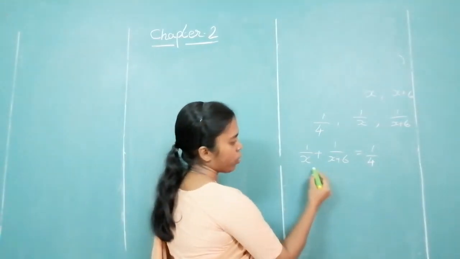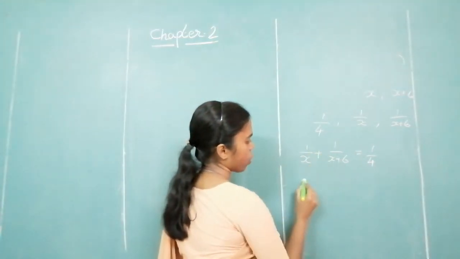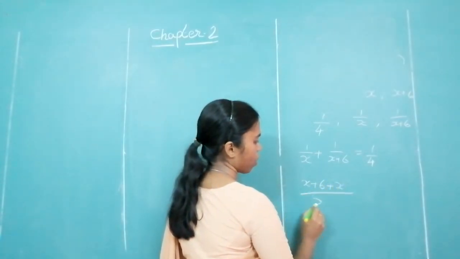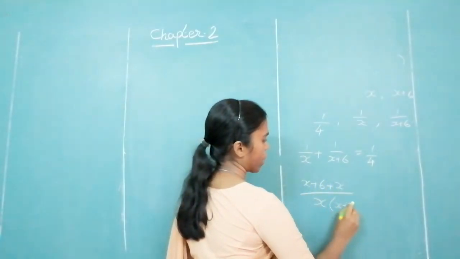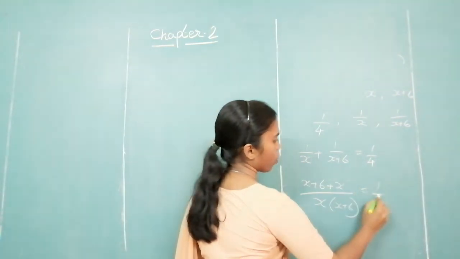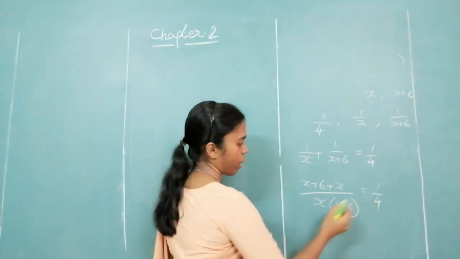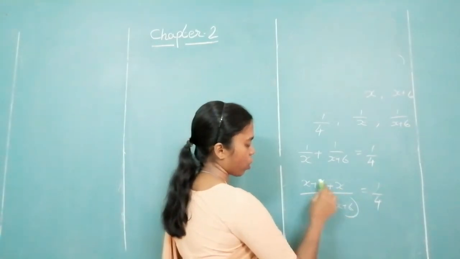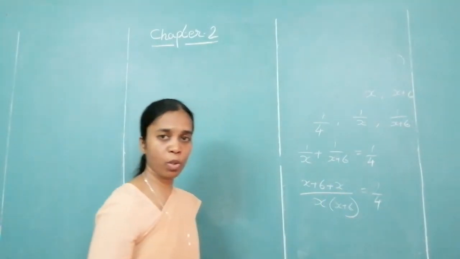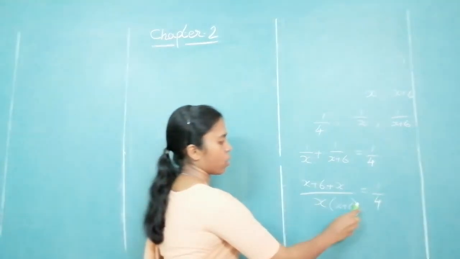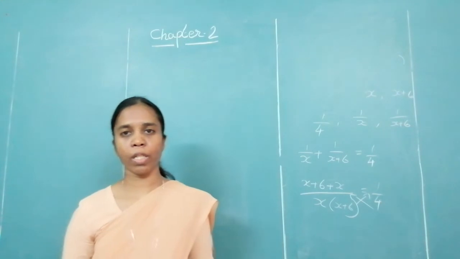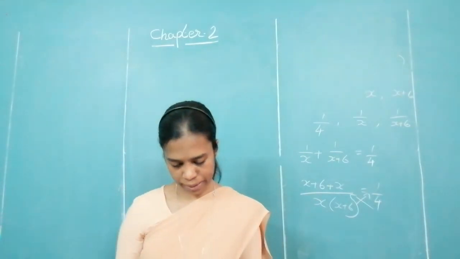Again, you have to find the LCM. Multiply this over here. You will have X plus 6 plus X upon X into X plus 6 is equal to 1 upon 4. Cross multiply it. X and X you will get 2X. When you cross multiply, I think by now you know how to cross multiply it. This will go over here, this will come over here. Reduce the equation and you will get the value of X.